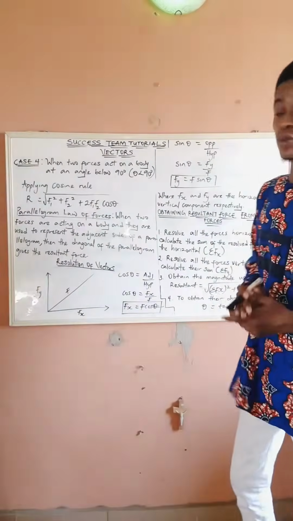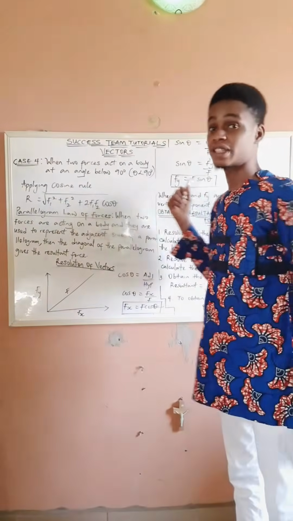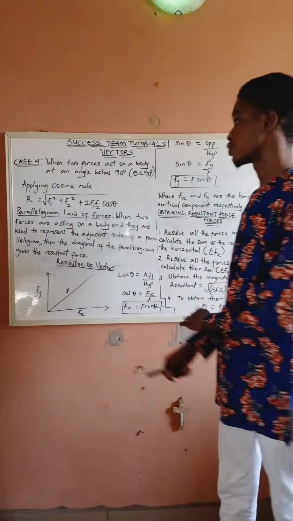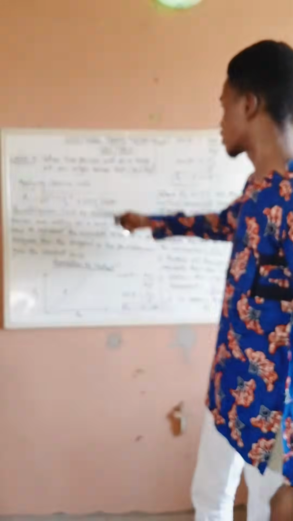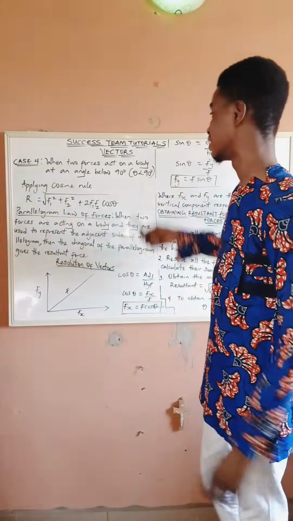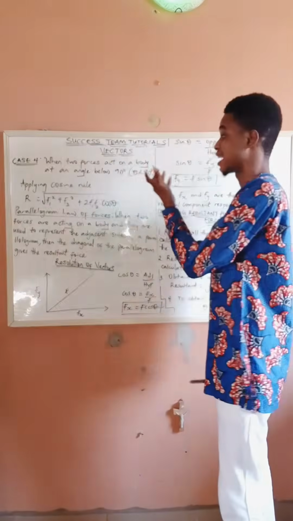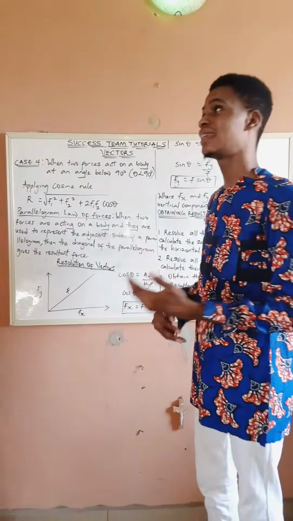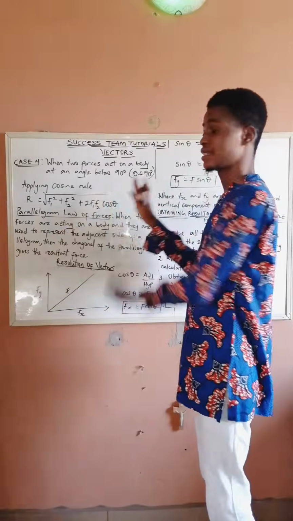So now let's continue from where we stop. We stop at case 3. Let's continue from case 4. So I said that when two forces act on a body at an angle below 90 degrees, that means theta in this case is less than 90 degrees. That's, I can say 30 degrees. Any angle that is less than 90 degrees.